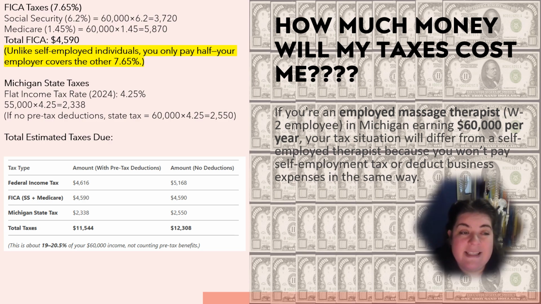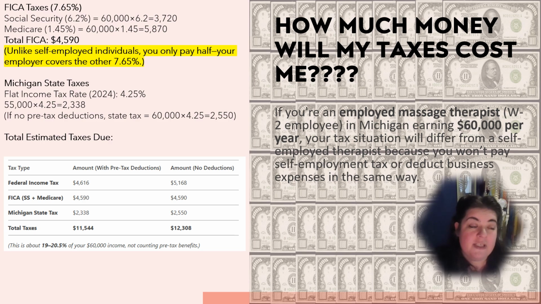So we're going to multiply 60,000 times 1.45%, which would be $870, not 5,870. This whole slide looks like it's tired of taxes already, but the total FICA is correct at $4,590. All right. So again, unlike self-employed individuals where you're paying the whole 15.3% by yourself, you only pay half. Your employer pays the other 7.65%, which is an awesome cut.